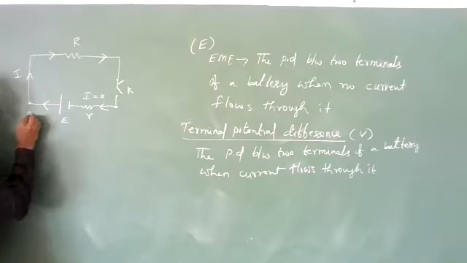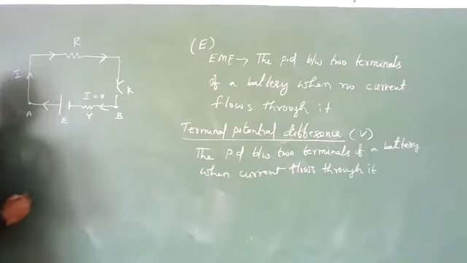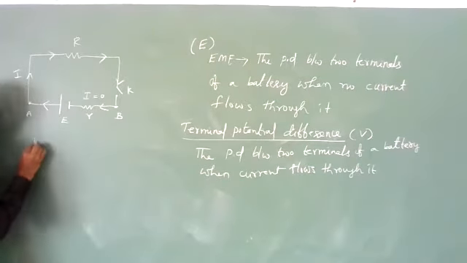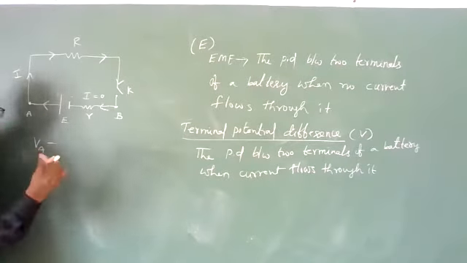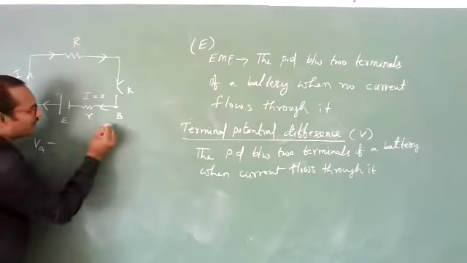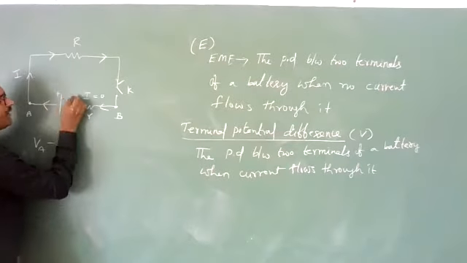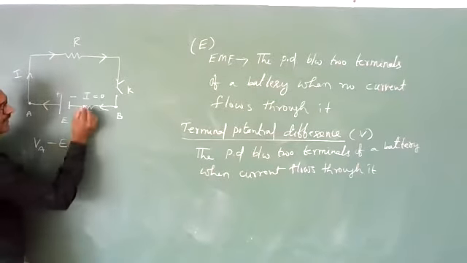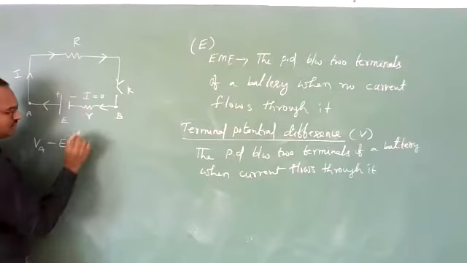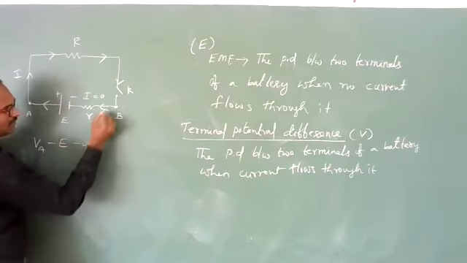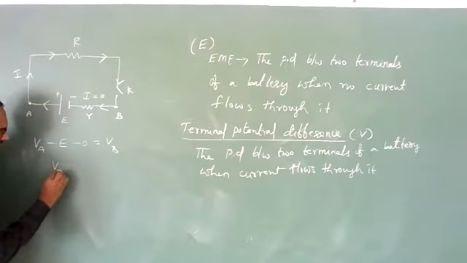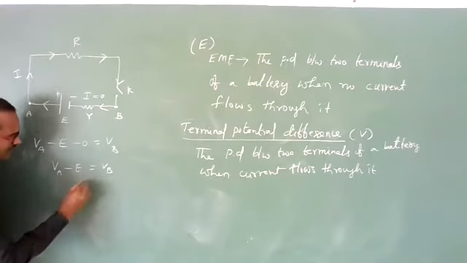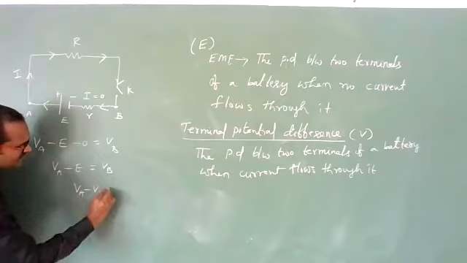Let us suppose this point is A, this point is B. Now VA, the potential at point A. Now we are going from positive to negative, so a potential drop will be there. Just now I told you, when you are moving across the battery from positive to negative, a drop will be there, minus E. And here I is 0, I into 0 is 0, so minus 0 is equal to VB. We have reached point B. Now VA minus E is equal to VB. VA minus VB is nothing but E.